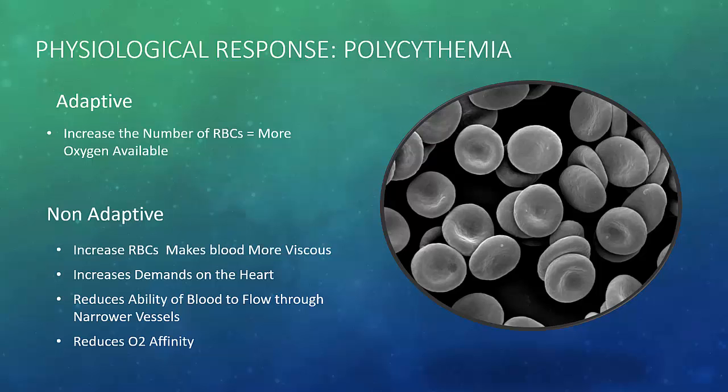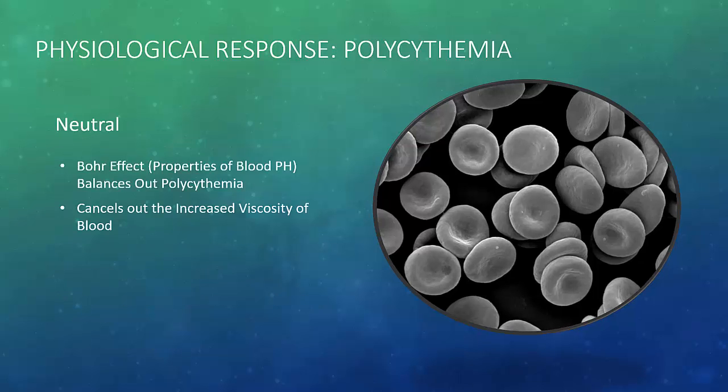So it is currently understood to be neutral in that the Bohr effect, which is a property of blood pH, balances out the effects of polycythemia, and as a result cancels out the increased viscosity of blood.